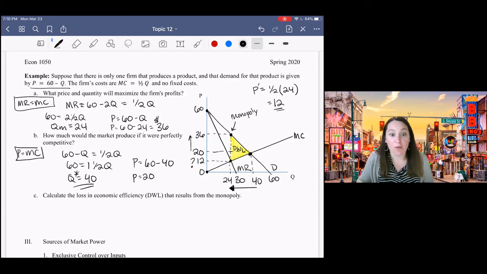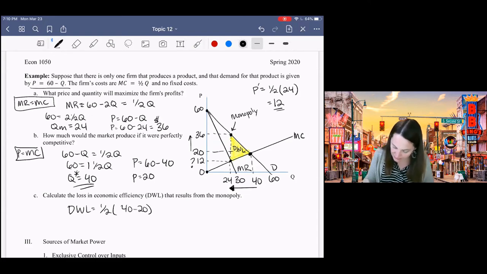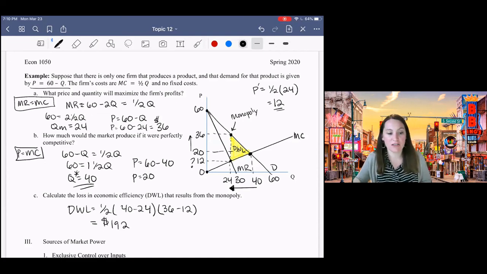Now that I've got all the points labeled on my graph, I can calculate deadweight loss pretty easily. Remember, for a triangle, we've got 1/2 times the base. That's going to be 40 minus 24, and then the height of the triangle will be 36 minus 12. So that gives me $192 in lost surplus due to this monopoly.